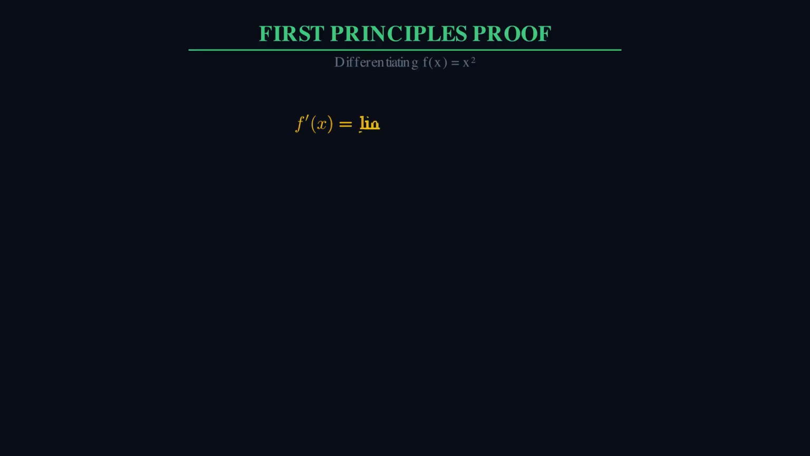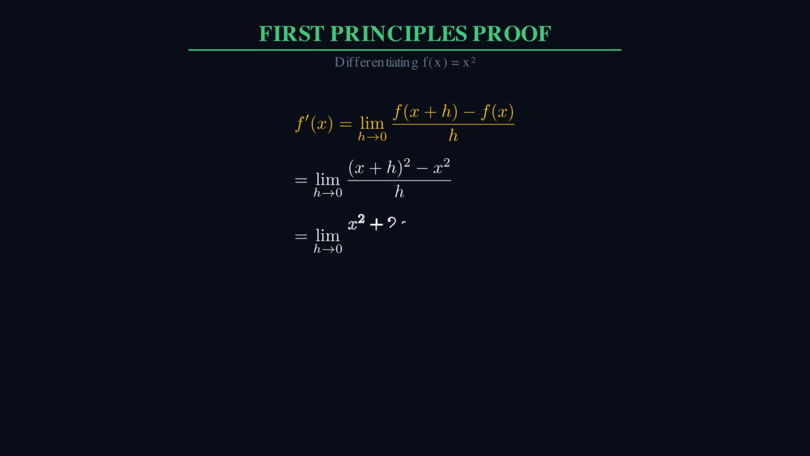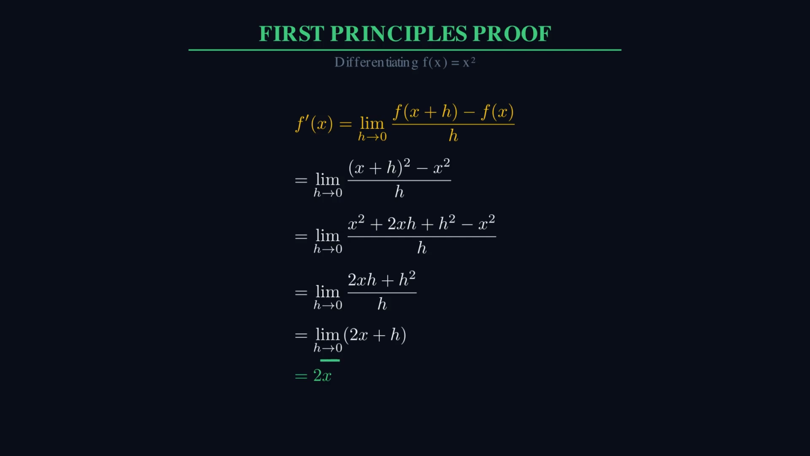Start with the fundamental limit definition. Substitute x plus h into the function x squared. Expand the binomial in the numerator. Cancel the x squared terms. Divide each remaining term by h. Taking h to 0 leaves 2x. Thus, the derivative of x squared is definitively 2x.